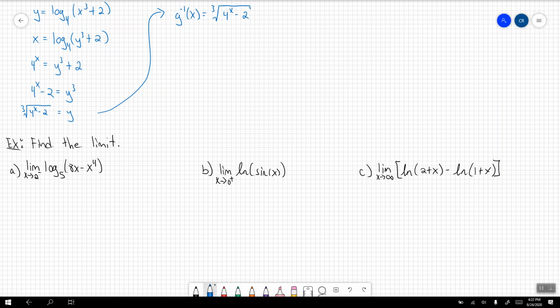Alright, so here we go. Part A. Looking at part A, what I'm looking at here is that the limit as x is approaching 2 from the left-hand side. So we got to keep that in mind. X is approaching 2 from the left-hand side. Because if you notice that if you make your substitution of 2 into your argument, then that means your argument will then turn into 0. And that's going to be an issue because logarithm base 5 of 0 does not exist.